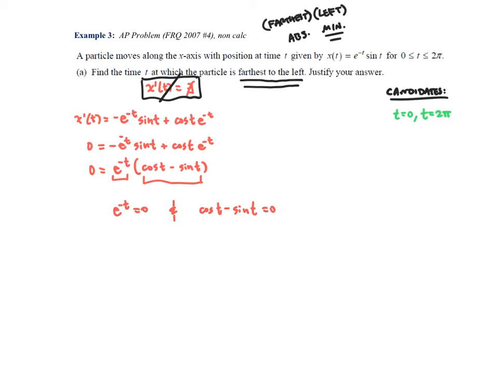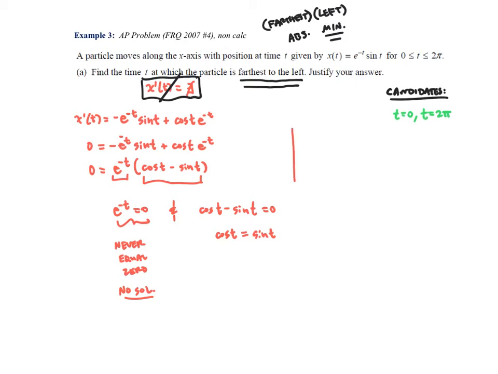Now this exponential function cannot equal 0. It will never be equal to 0. So this will yield us no solution. However, on the other side, I would want to find where cosine of t and sine of t are equal. Within the confines of 0 to 2 pi, where are the cosine and the sine the same?